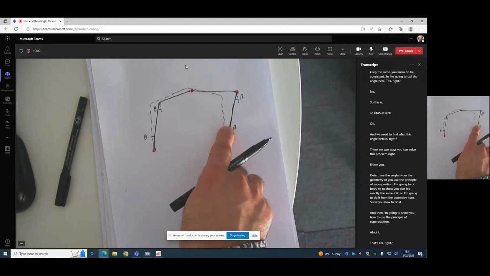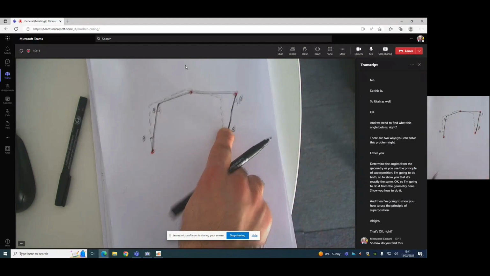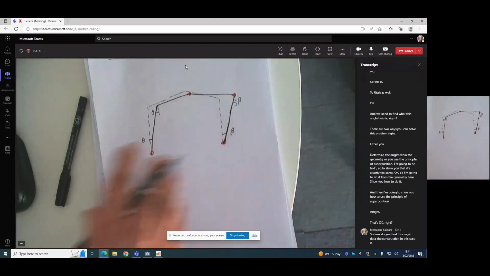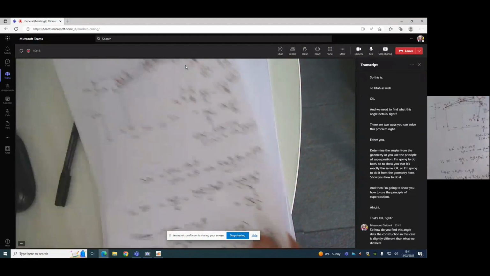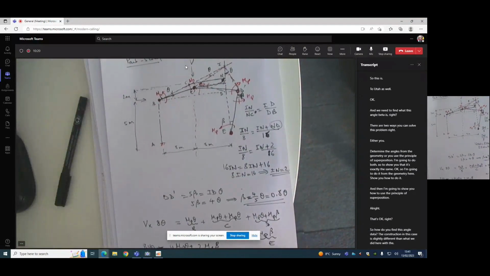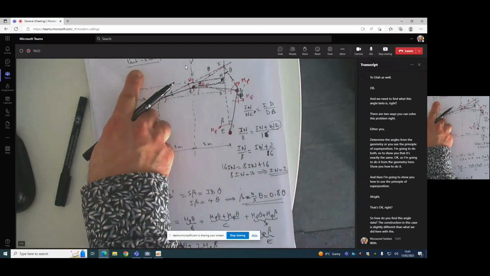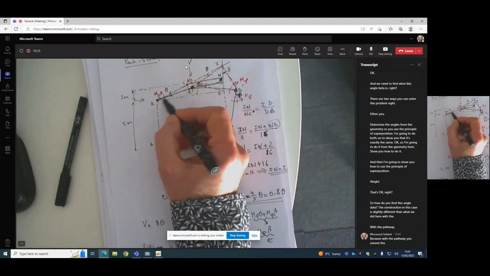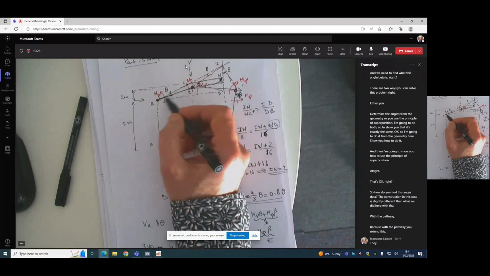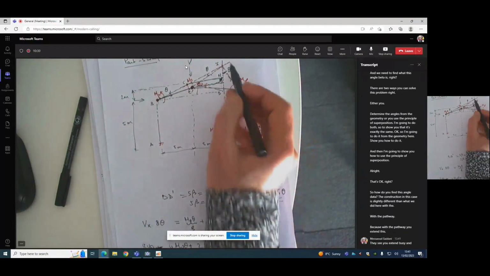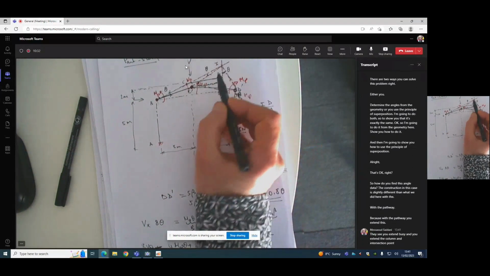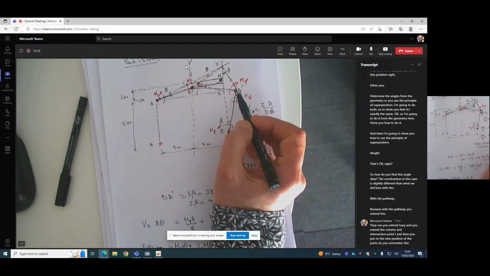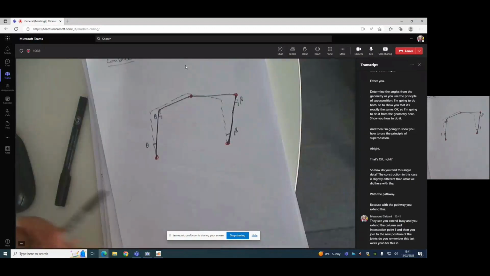So how do you find this angle beta? The construction in this case is slightly different than what we did with the pathway, because with the pathway you extend AC, you extend BC, and you extend the column and the intersection at point I, and then you join to the new position of the joints. Do you remember this last week? Yeah. For this case here, it's slightly different.